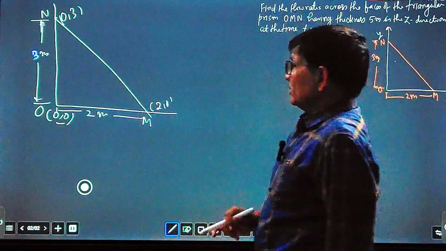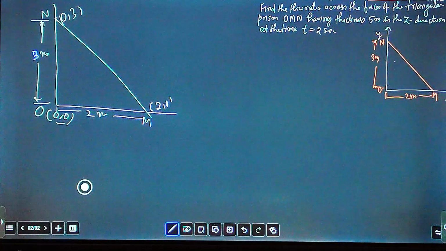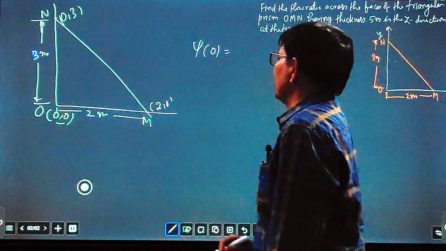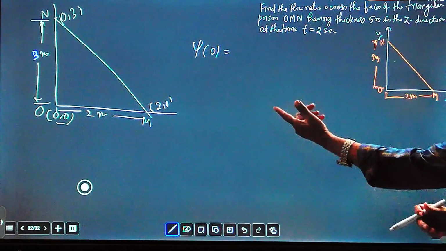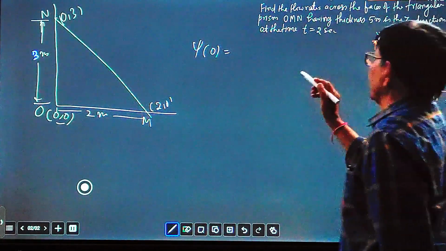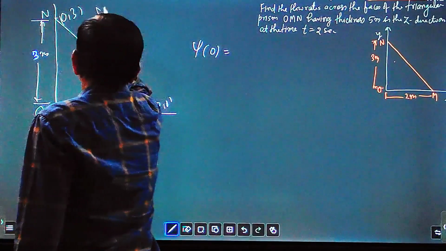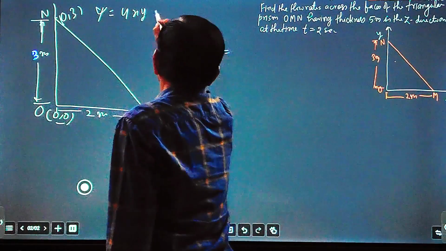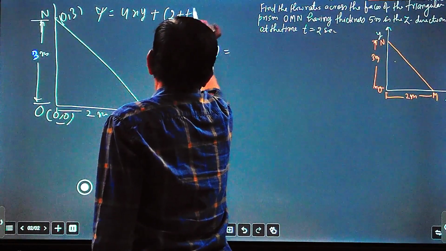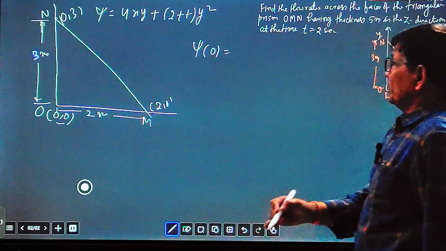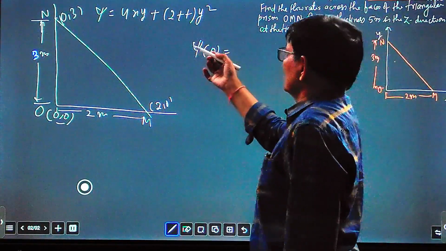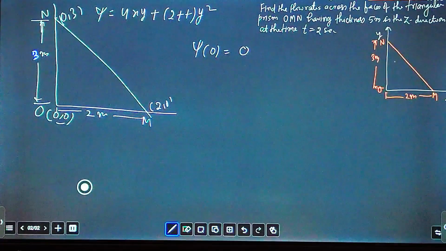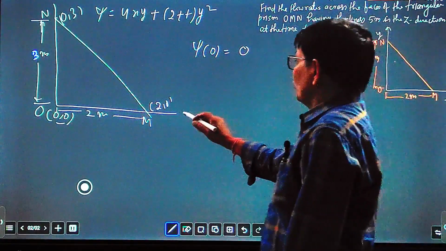These are coordinates. So let us find out the value of the stream function at these points. So psi at O equal to, what is psi at O? Stream function at O, because your coordinates x and y are 0, 0. Putting in the given equation, psi is given as 4xy plus (2 plus t) y square. This equation is given. So putting at 0, 0, means x is 0, y is 0, so the equation will be 0. Psi at O, means at the origin, the value of the stream function is 0.